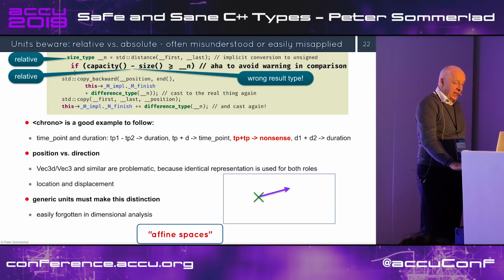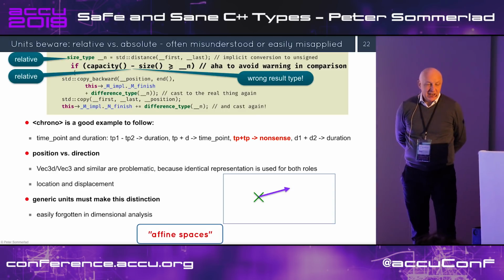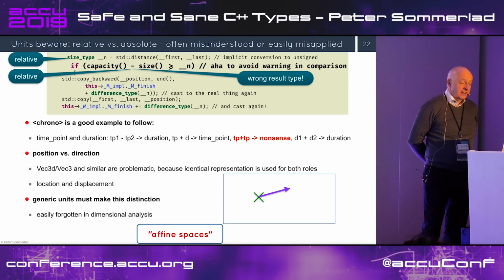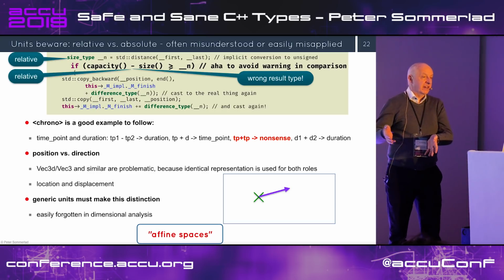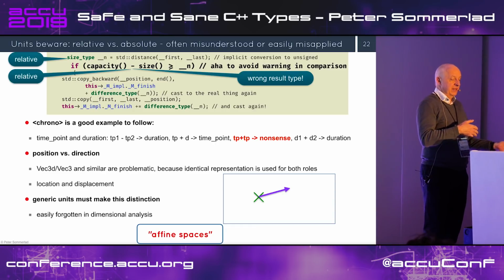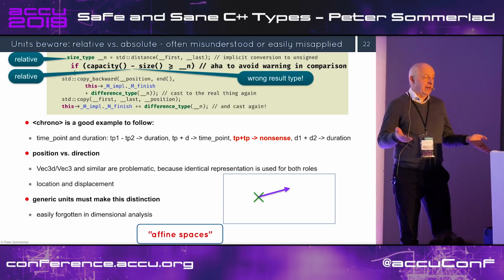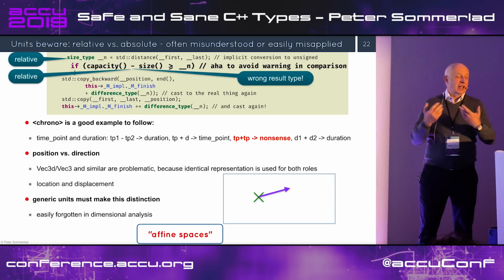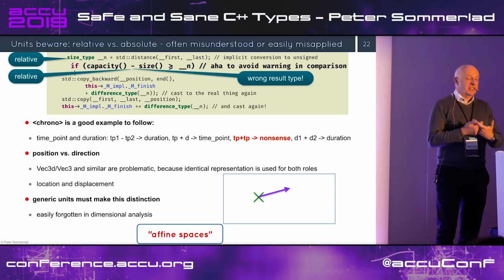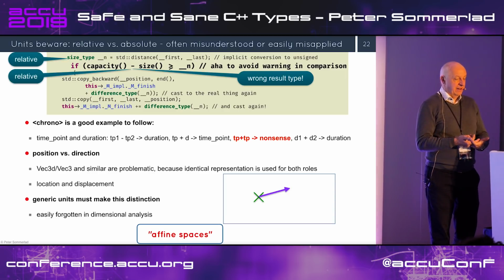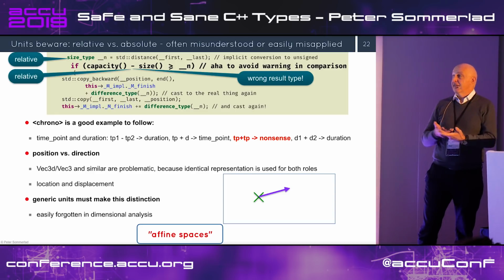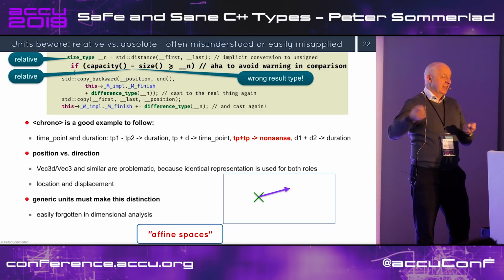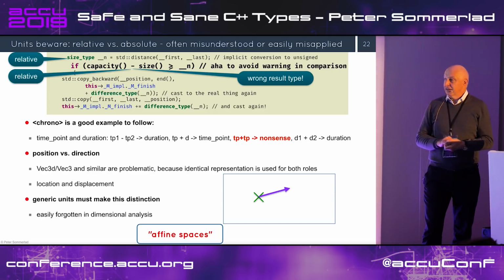Now, even if you do units, beware of what the mathematicians call affine spaces, where you have std::chrono, which has absolute values, time points, and relative values, durations. If you subtract one absolute from the other absolute, you get the difference between them, which is the duration. If you add a duration to a time point, you get a new time point. But adding two time points just doesn't make sense. Adding durations makes sense. It's just a longer duration, or a shorter one if one is negative. It's the difference between position and direction in a 2D or 3D space.